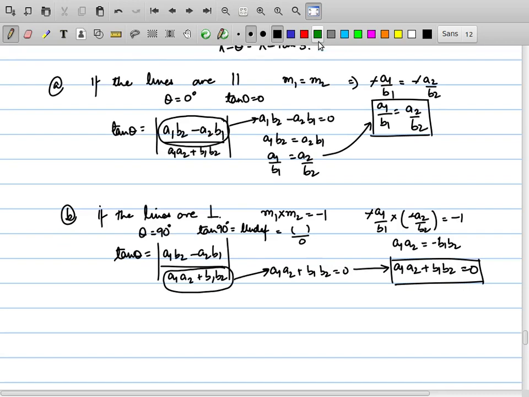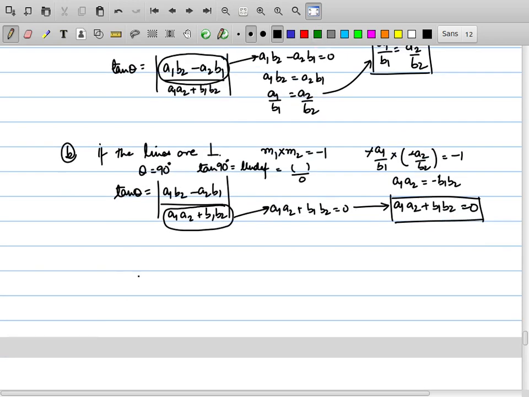Now, continuing further, we have found out the conditions for lines to be parallel. For parallel lines, what was the condition? A1 upon A2, or rather A1 upon B1 was equal to A2 upon B2. For perpendicular lines, what was the condition? A1 A2 plus B1 B2 was 0.